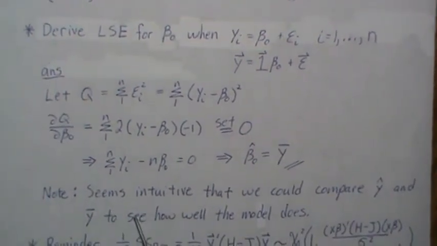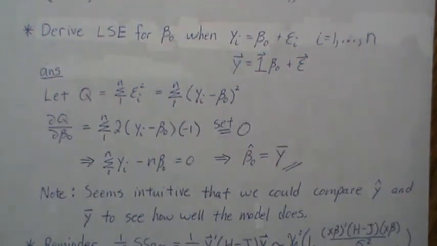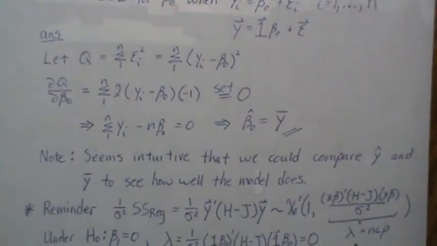To me, it seems intuitive that somehow we're going to compare the least squares regression line and y bar to see how well the model fits. If this model does better than y bar, what we'd use if we didn't have any variables to pick, well, then the model's useful. Okay, so keep that in mind.